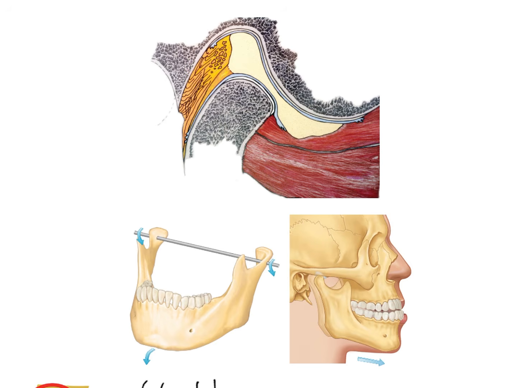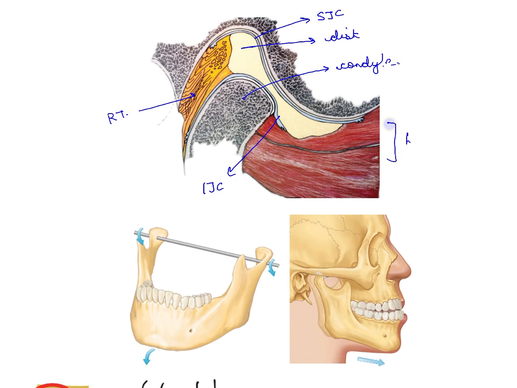Now here in the first image, as you can see, we have the temporomandibular joint cross section. This is the condyle. This is the articular disc. This is the retrodiscal tissue. This is the superior joint cavity. This is the inferior joint cavity. And these are your lateral pterygoid muscles, right? The superior and inferior parts.